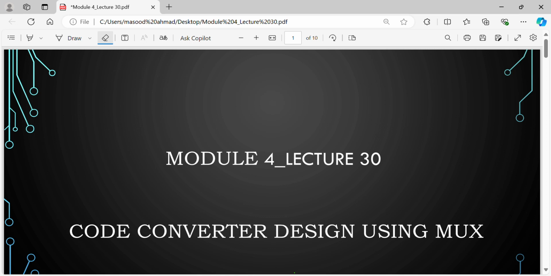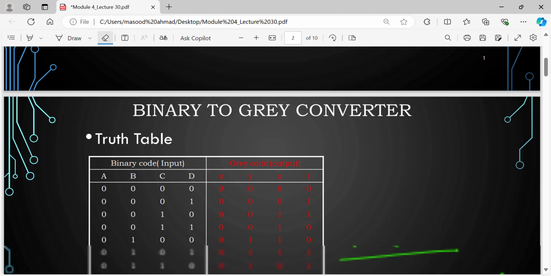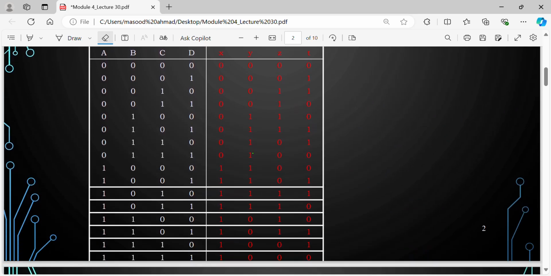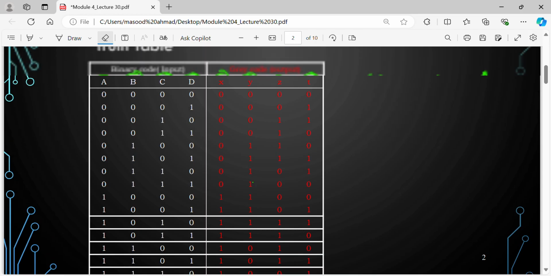My dear students, now we are going to look at code converter design using multiplexer. This is lecture 30 of module 4. Now what we try to do is we will look at the truth table. If you look at the truth table, we will come to know what exactly you need to do.